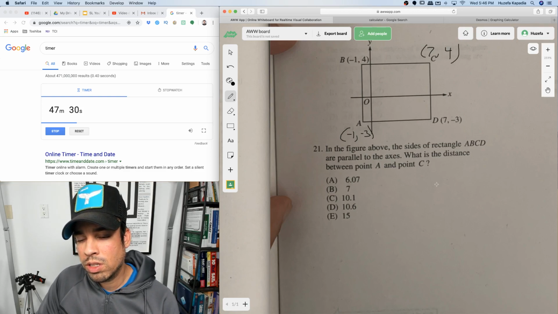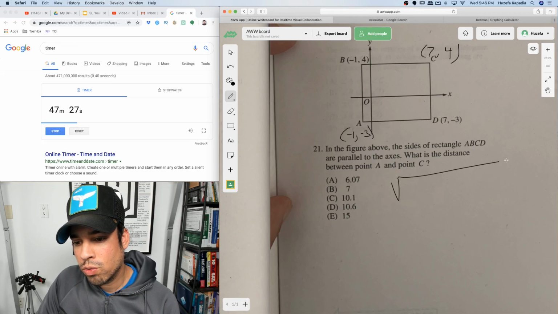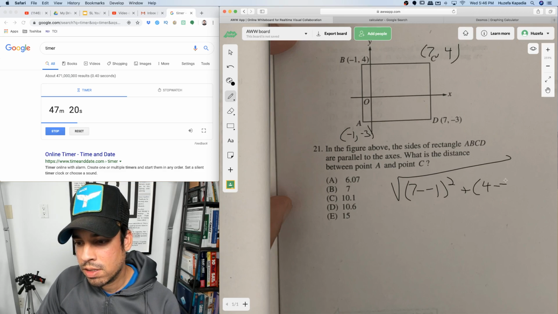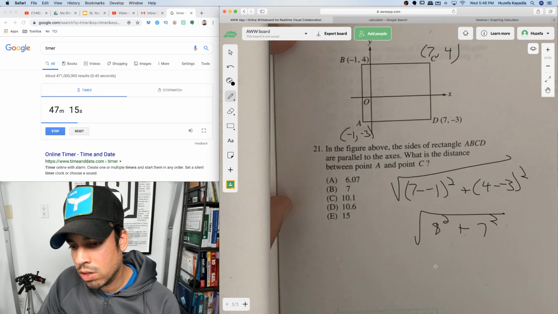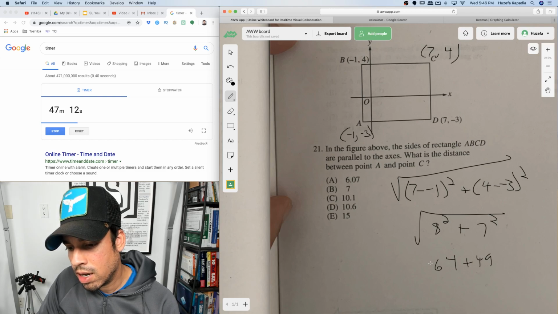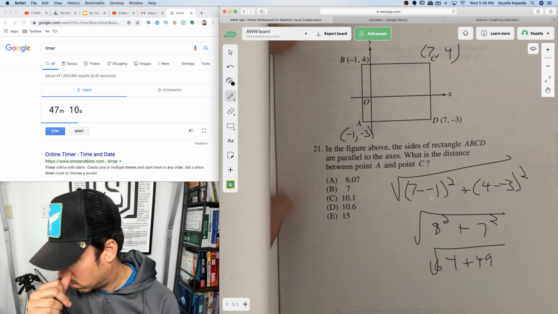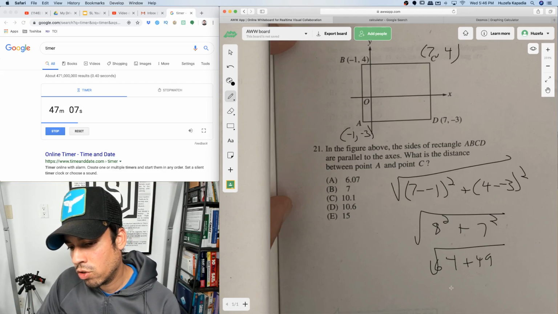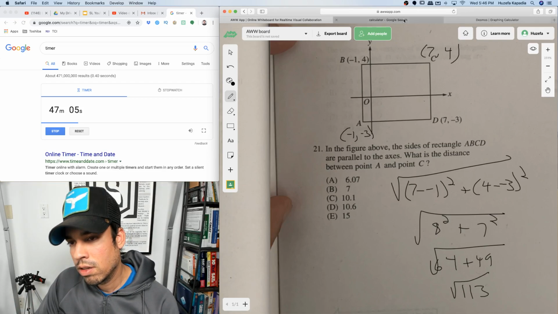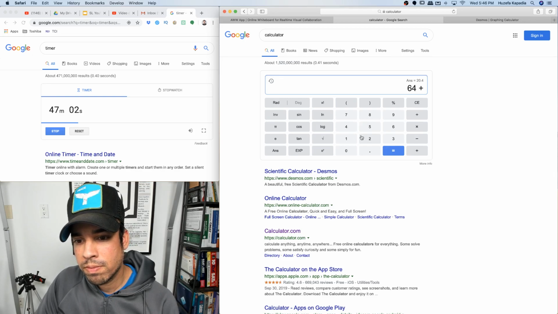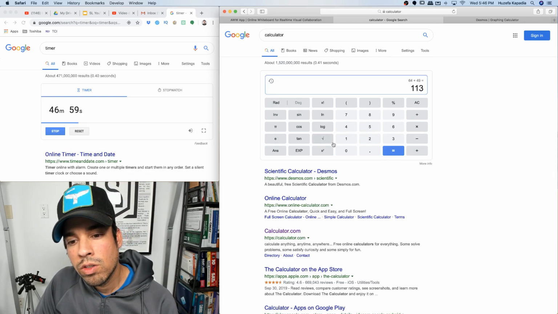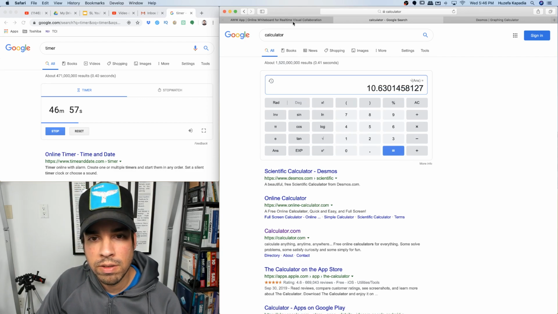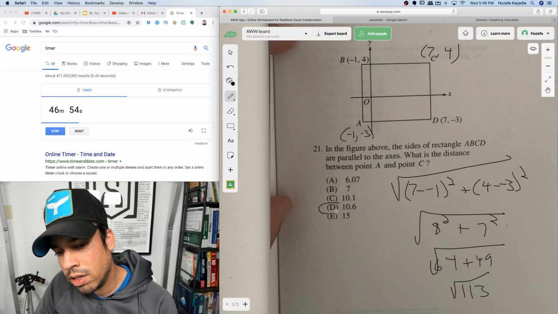What's the distance between those? Distance formula. So I go square root of x minus x, 7 minus negative 1 squared, plus y minus y, 4 minus negative 3 squared. This is 8 squared plus 7 squared, 64 plus 49, which is 113, I think. 64 plus 49. Square root of that answer is 10.63. Boom.